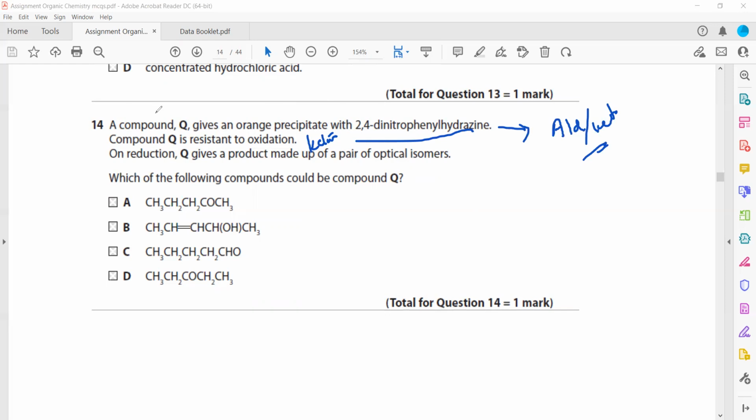So the first observation gives an idea it might be aldehyde or ketone. The second observation, in which it cannot be oxidized, confirms that it is a ketone. And on reduction it gives a product made up of a pair of optical isomers. So it means it contains a chiral carbon.